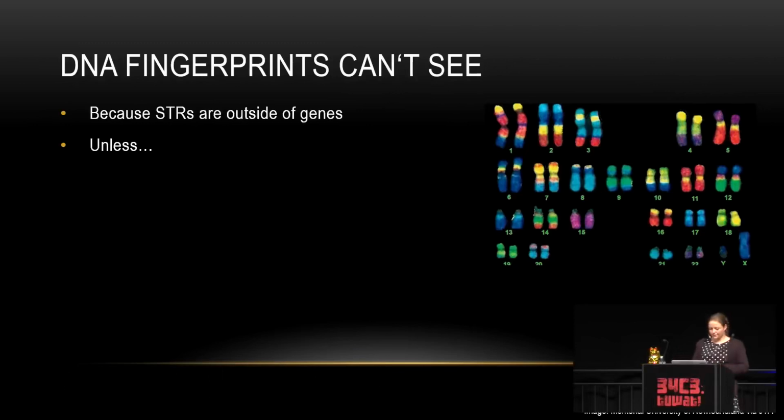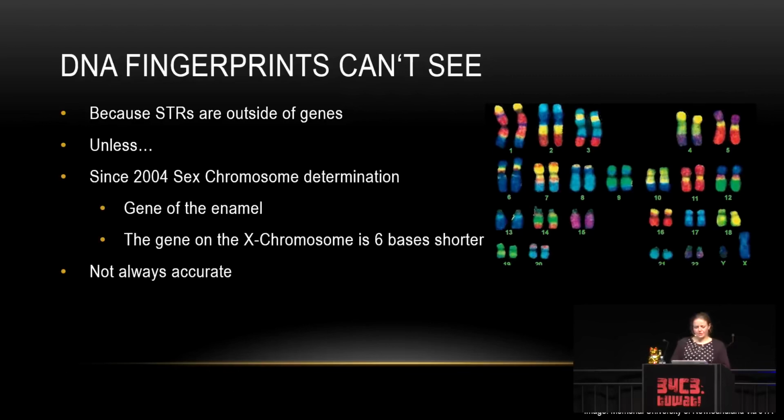However, because they are outside of genes. However, as you may remember, we have chromosomes, and 2 of these chromosomes are the so-called sex chromosomes, and these are called X and Y. And you can identify the X chromosomes and the Y chromosomes by the gene of the enamel, of our tooth enamel. And since 2004, we can use this to identify the sex chromosomes of a person, because the X chromosome gene is 6 bases shorter. But this is not always accurate.